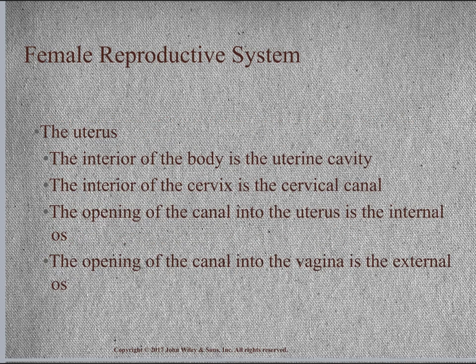As we look at some of the internal anatomy of the uterus, the interior of the body is the uterine cavity. The interior of the cervix is the cervical canal. The opening of the canal into the uterus is the internal os, and the opening of the canal into the vagina is the external os. To look at the picture, look at the previous slide as I outlined and drew and identified these specific regions.